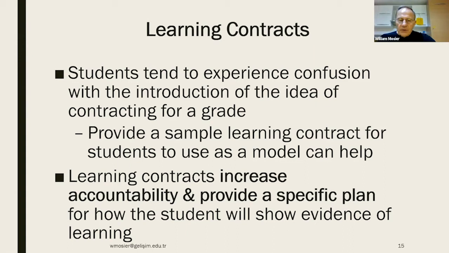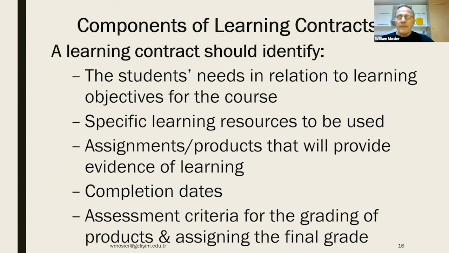Learning contracts can increase accountability and certainly provide a specific plan for how the student will show evidence that they're learning the material for the course. So what are the components of a learning contract? Well, a learning contract definitely has to identify the student's needs in relationship to the objectives of the course, specific learning resources that the student's going to use, the specific product that the student is going to offer you as evidence of their learning. Always it has to include the completion date, and then the assessment criteria for how they're going to be graded for their assignment, for their participation, for what they produce for the course.